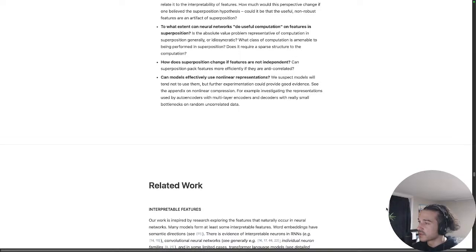Can models effectively use nonlinear representations? We suspect models will tend not to use them, but further experimentation could provide good evidence. See the appendix on nonlinear compression. For example, investigating the representations used by autoencoders with multi-layer encoders and decoders with really small bottlenecks on random and correlated data.